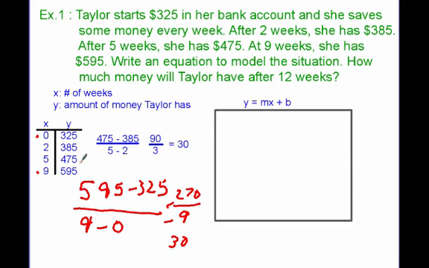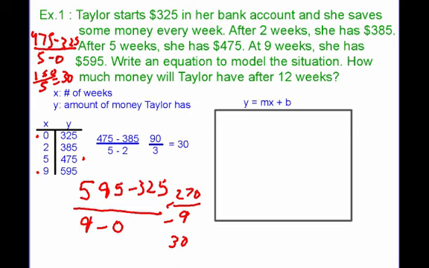Or we could take these 2 points and we could say 475 minus 325 divided by 5 minus 0. That gives me 150 over 5, which is also 30. So we know that it's constant. Taylor is saving $30 every week.